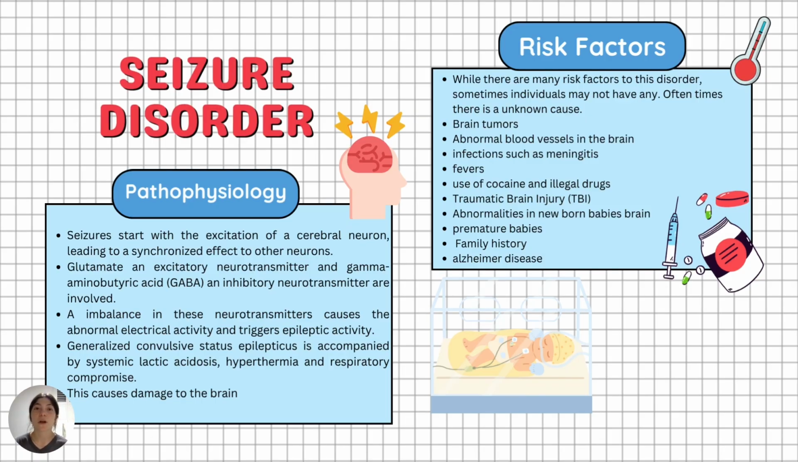While there are many risk factors, some of the seizures that happen to people are undiagnosed and have no known reason why they experience a seizure. But here are some of the common ones that we found: brain tumors, abnormal blood vessels in the brain, infections such as meningitis, fevers, use of cocaine and illegal drugs, traumatic brain injury, abnormalities in newborn babies' brain, premature babies, family history, and Alzheimer's disease.